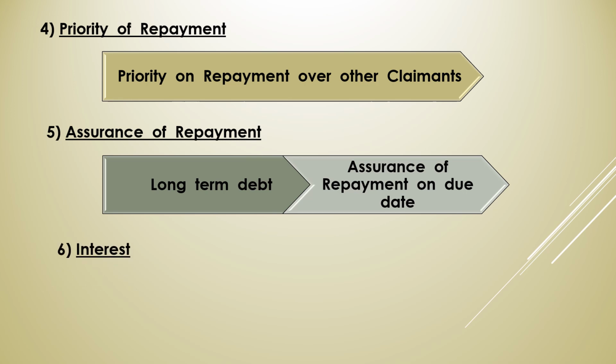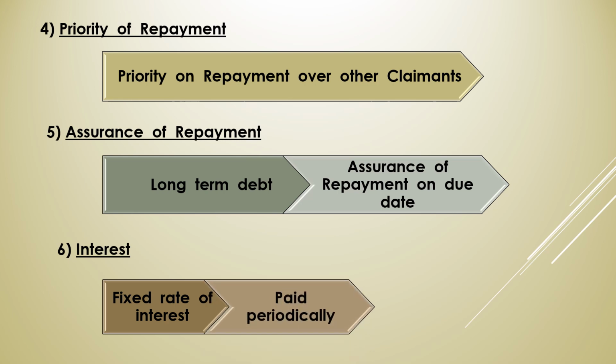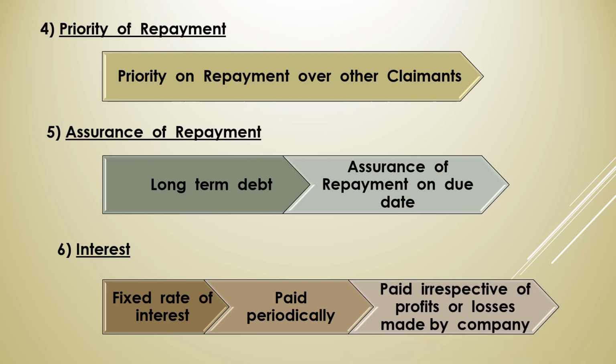The next feature is interest. Debenture holders get interest at a fixed rate on their investment. This interest is usually paid periodically by the company, irrespective of whether the company has made profits or losses.